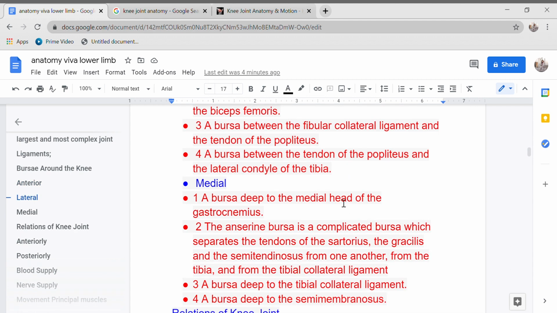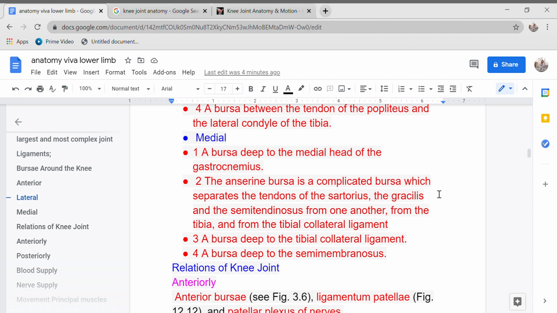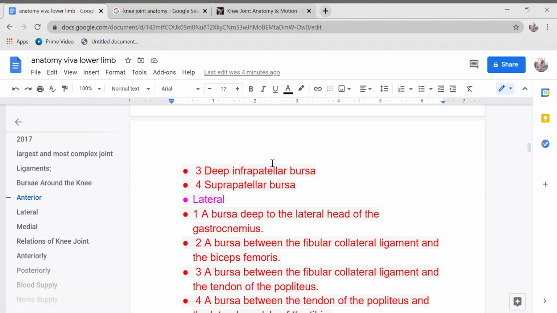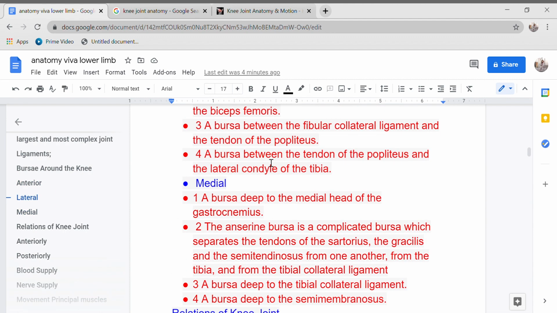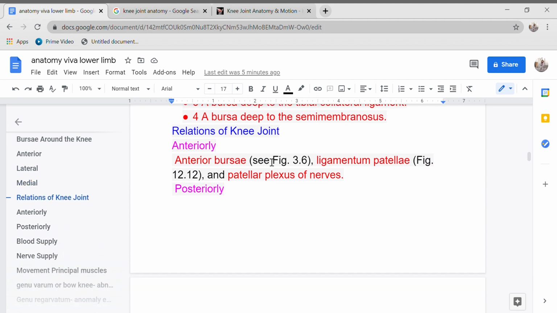Medially, deep to the middle head of gastrocnemius, there is the anserine bursa, a complicated bursal communication that separates the tendons of sartorius, gracilis, and semitendinosus from the tibia and from the tibial collateral ligament. Deep to the tibial collateral ligament you have a bursa, and deep to semimembranosus there is a bursa. There are about 12 bursae: 4 on the anterior, 4 on the lateral, and 4 on the medial side.